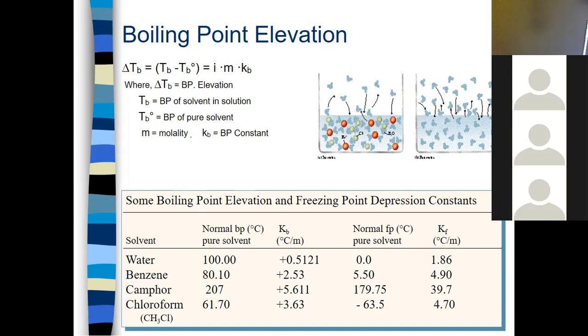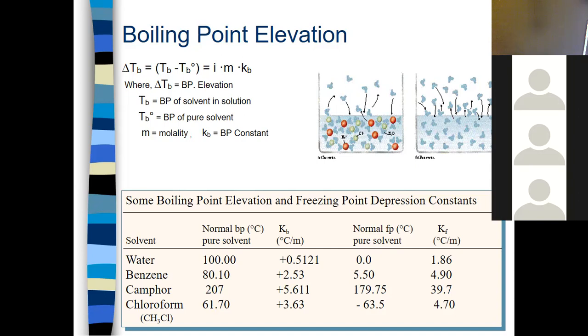We're going to see in a moment, freezing point depression is the same basic formula. So there's a KF as well. When you look at camphor, you see its KF is huge. It's almost 40. So when you dissolve something in camphor, the freezing point of the solution is going to drop a lot. If you dissolve something in water, the freezing point will drop, but not by much. The KF is only 1.86.